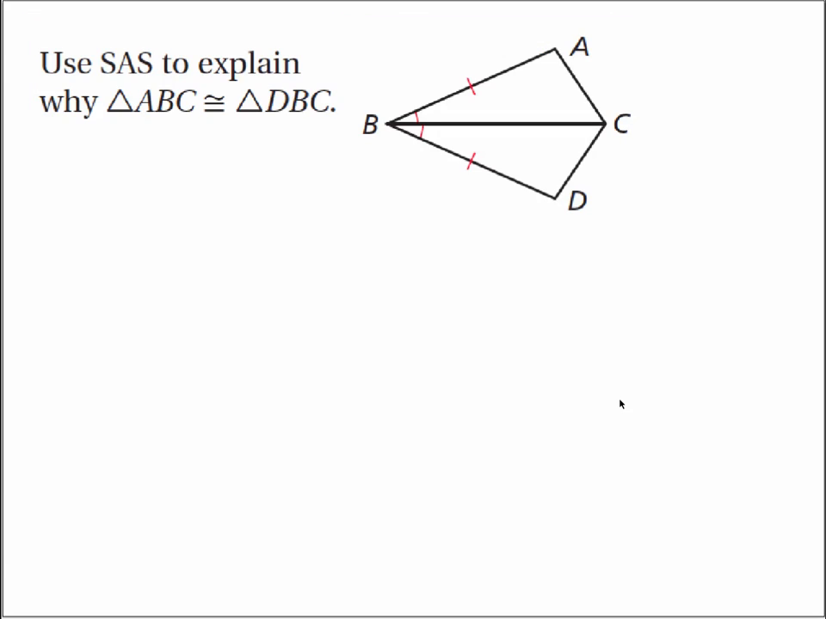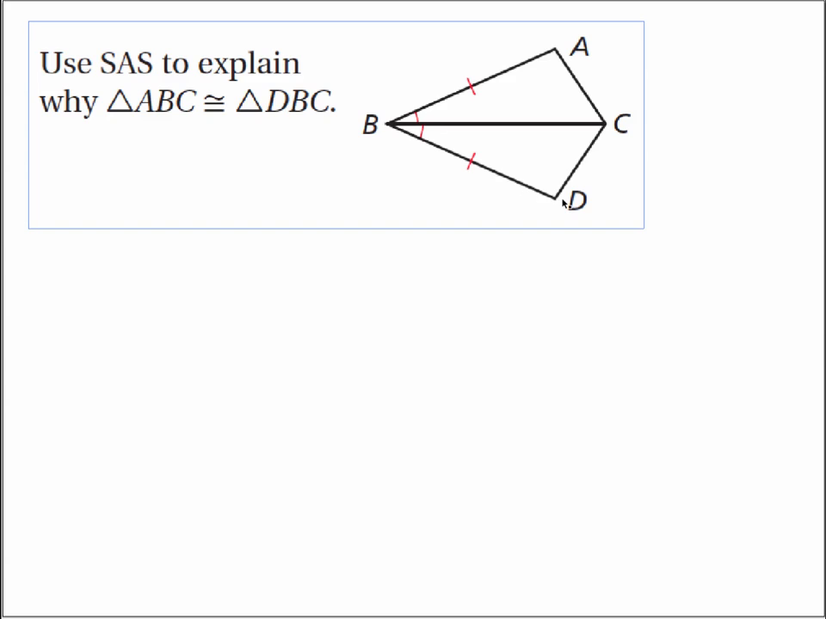Okay, let's go ahead and use side angle side to explain why triangle ABC is congruent to triangle DBC. Well, we know immediately from the beginning here that AB is congruent to DB. You can actually see that in the way the letters are arranged in the triangle.